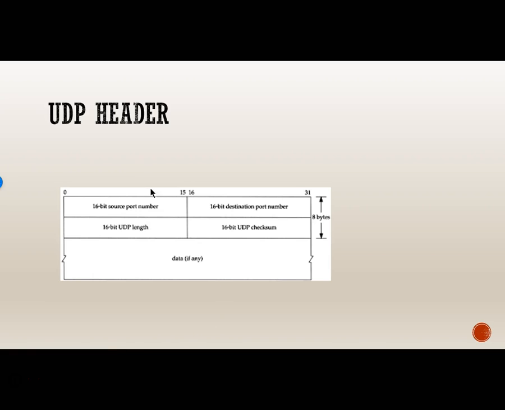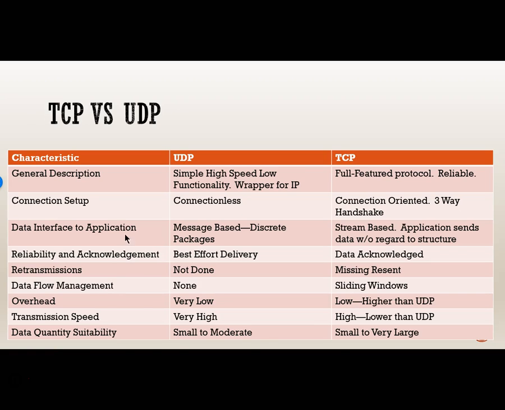So the UDP header has a 16-bit source port number and a 16-bit, 2-byte destination port number. Then the UDP length, a 16-bit field giving the length of what's going on here, and then we have a checksum in this header, and then the data is going to be attached to it. Very simple header, very simple protocol.